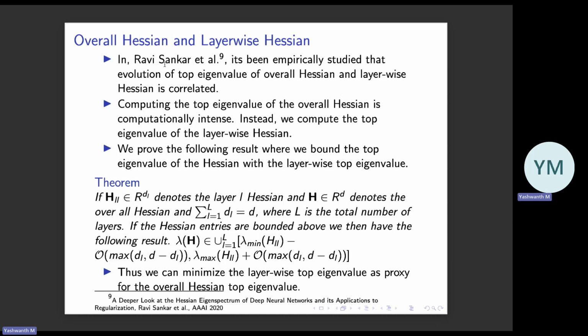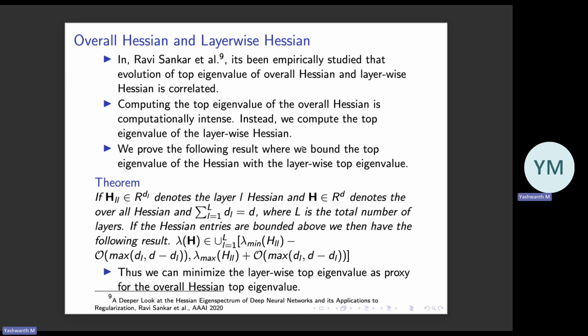Now, in the works of Ravi Shankar et al., it has been empirically studied that the evolution of the top eigenvalue of the overall Hessian and the layer-wise Hessian is correlated. Computing the top eigenvalue of the overall Hessian is computationally intensive. So instead, we compute the top eigenvalue of the layer-wise Hessian.